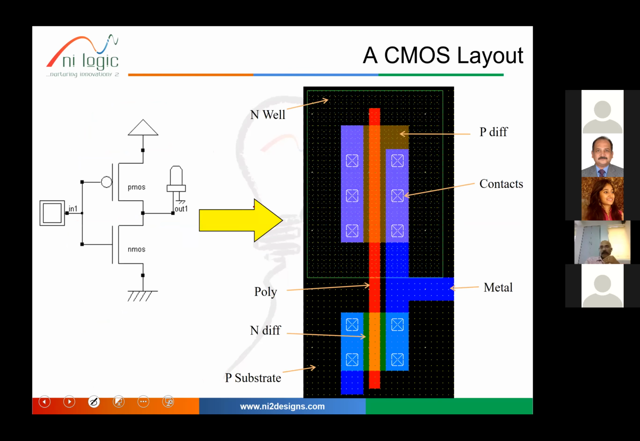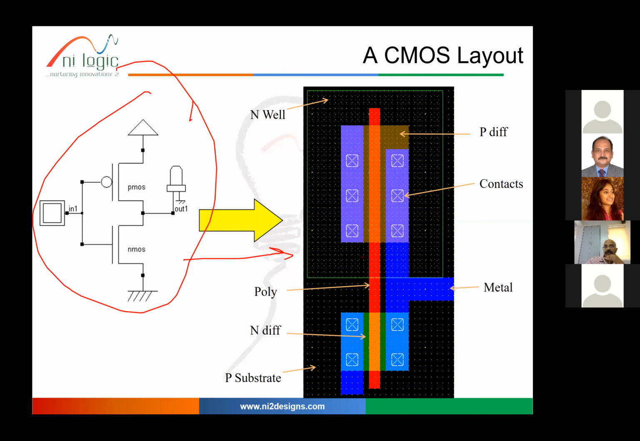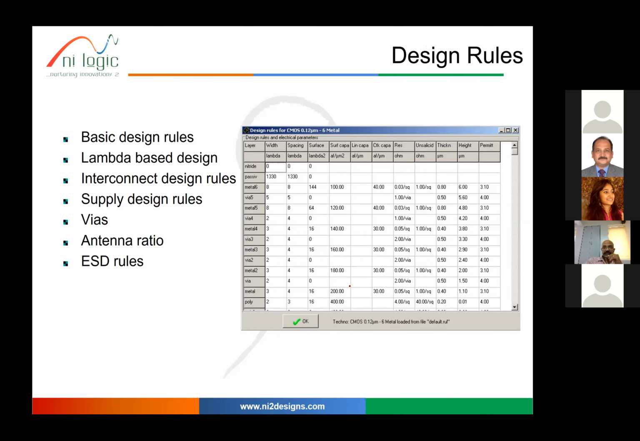Okay, so this is how the layout of a CMOS inverter looks. So your schematic is converted to a layout. We will make it, don't worry. So NMOS and PMOS, both will make this inverter. So these are called design rules.